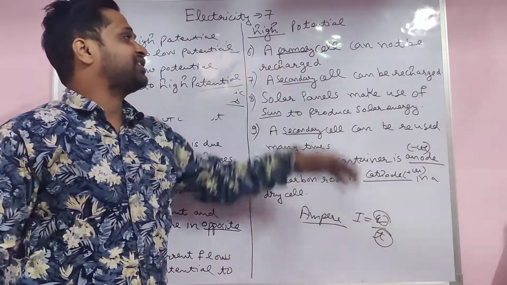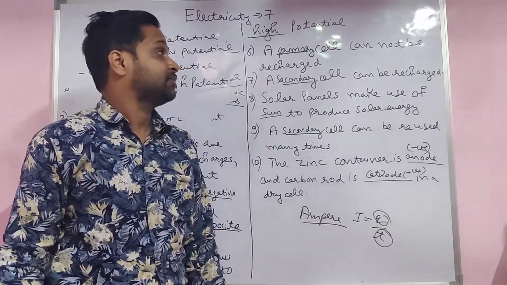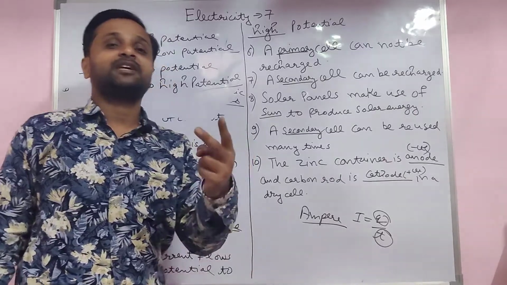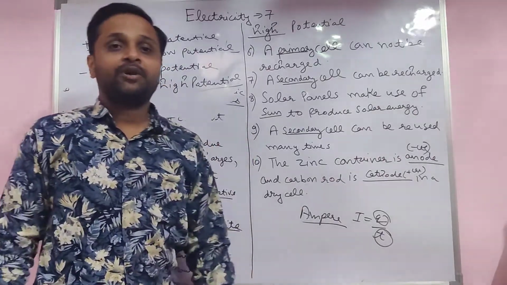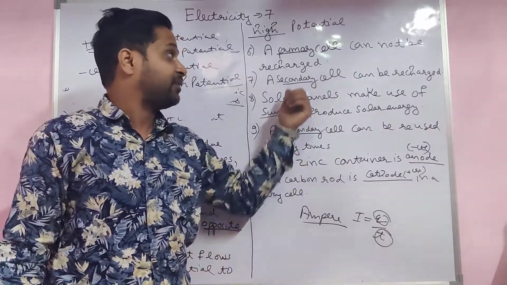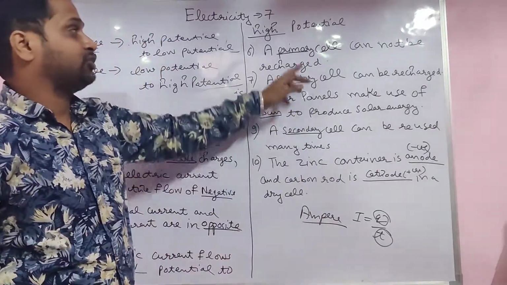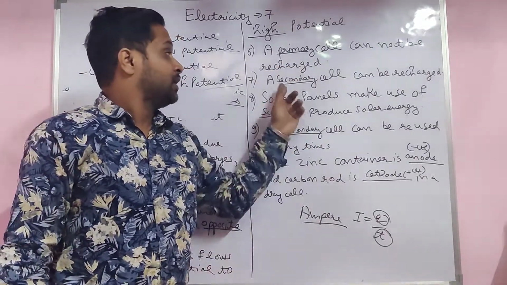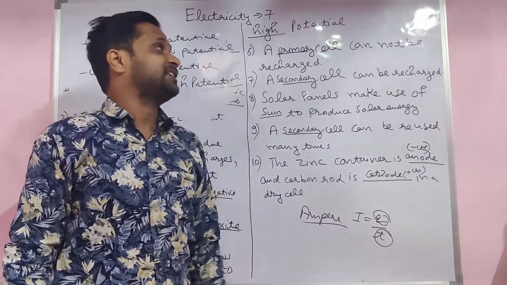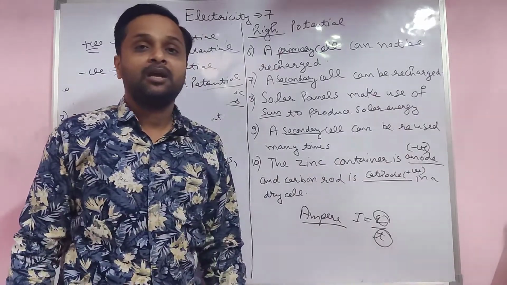The dash cell cannot be recharged. Two types of cells are there, primary and secondary. A cell you can recharge and use again is a secondary cell, but one you are unable to reuse and must throw away is a primary cell. So the answer is primary. A dash cell can be recharged, which one? A secondary cell.